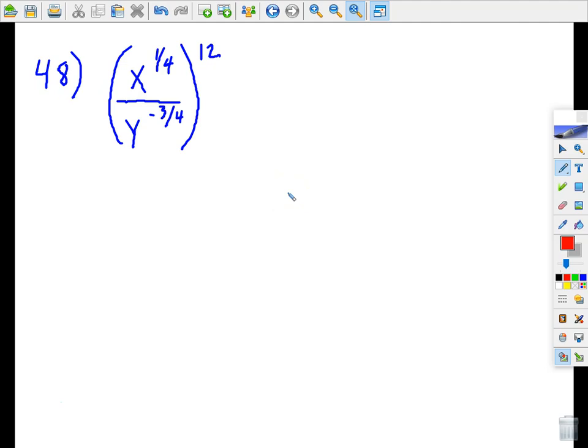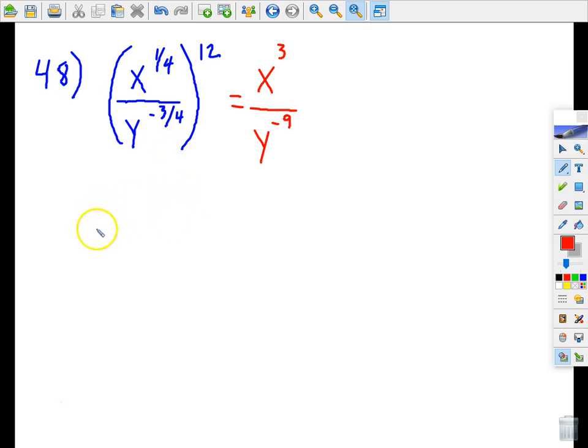Okay, I think I've got one more for you. This is number 48. The difference here is I'm dividing, but I'm not dividing like bases, so I can't subtract the exponents. So I'm going to remove the parentheses around this fraction by raising the powers inside to the power outside. And when that happens, one power raised to another, you multiply the powers together. Okay, so when you raise x to the 1/4 to the 12th, it becomes x to the 3rd. And when you raise y to the negative 3/4 to the 12th, it becomes y to the negative 9.